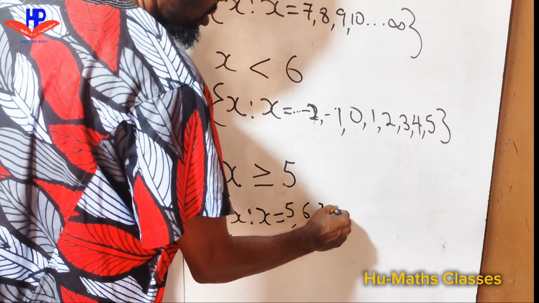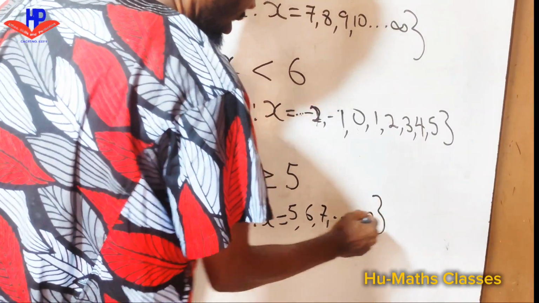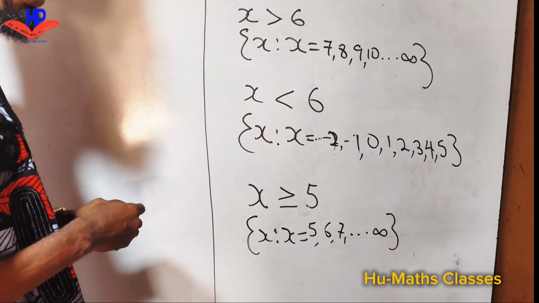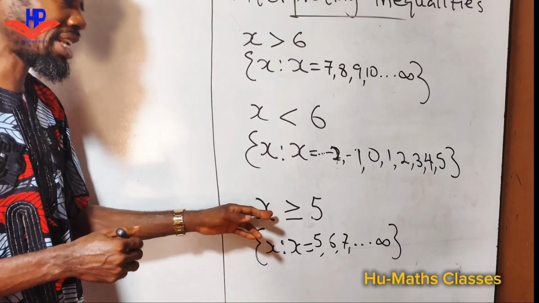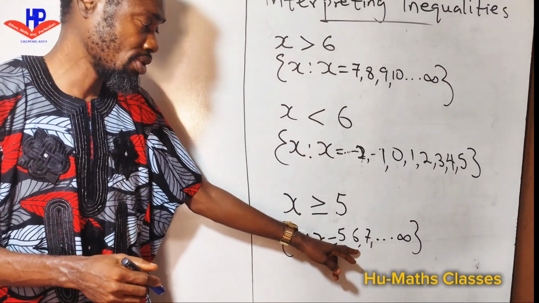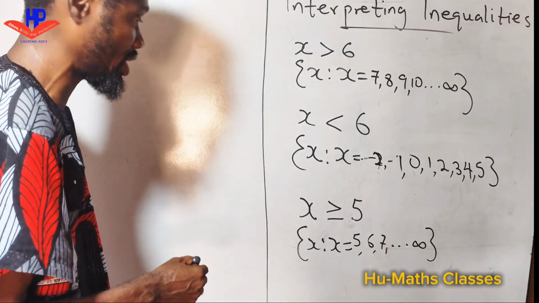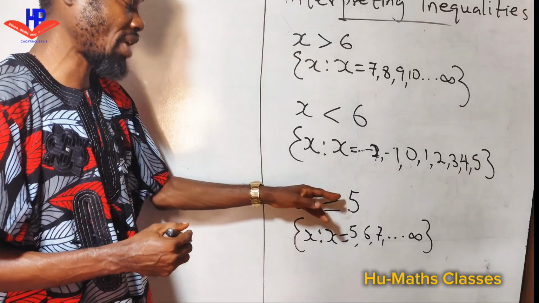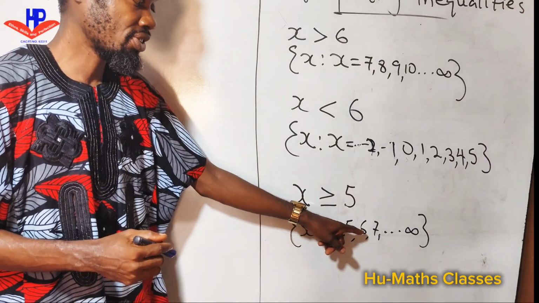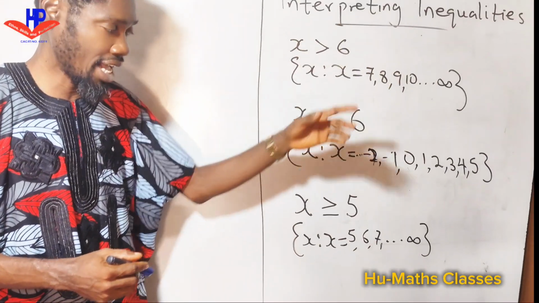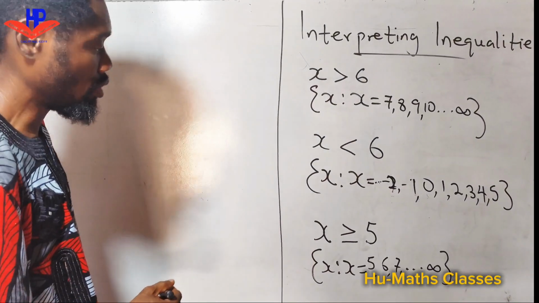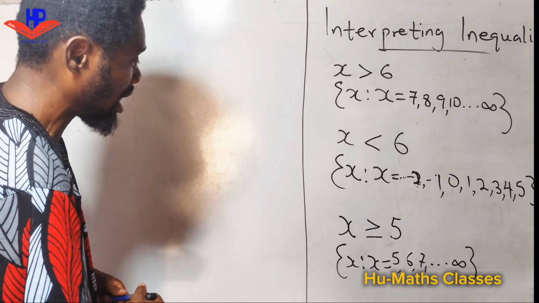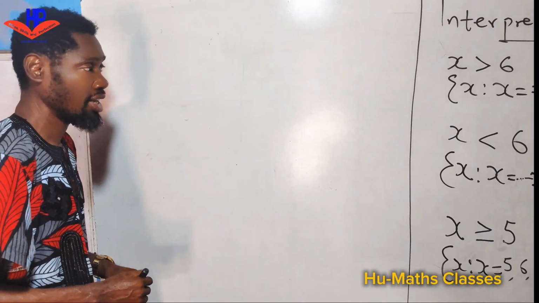6, 7, upward. I still cannot exhaust the positive numbers that will come after 5. That is why I need to stop at 7 with my ellipsis showing the sign of infinity, and the numbers continue. So x greater than or equal to 5 will start from 5, 6, 7, 8, 9, 10 to the point at which you will be exhausted, but sincerely you cannot exhaust the numbers that will come after 5 based on that given inequality.